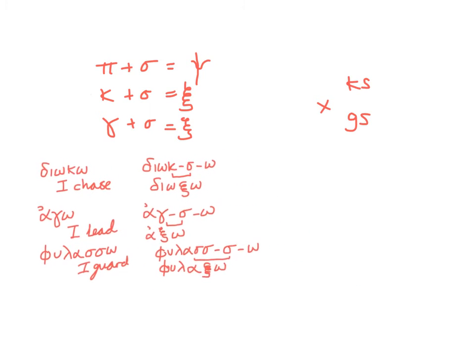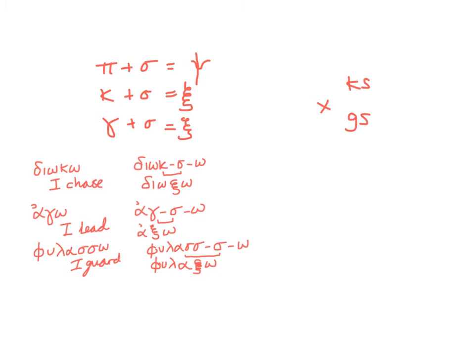Now, to make a bit more space, let's now make room for a few more examples. You've already seen that pempo, I send, becomes pempso in the future, using a psi as a result of combining the pi at the end of the stem and the sigma for the future.